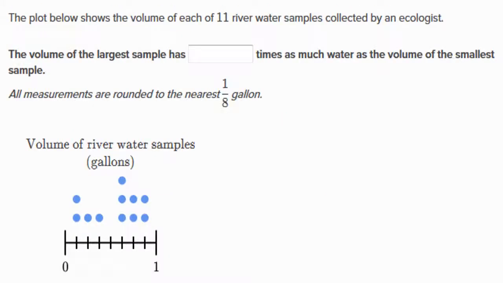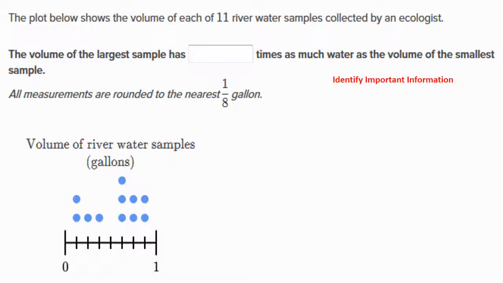Our last problem we're going to work says the line plot below shows the volume of each of the 11 river water samples collected by an ecologist. The volume of the largest sample has blank times as much water as the volume of the smallest sample. In this one you can see the measurements are rounded to the nearest 1/8 gallon.